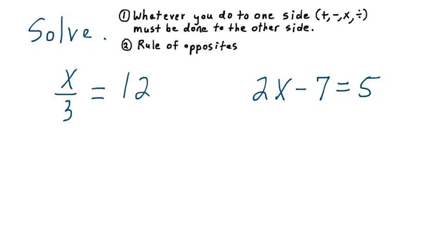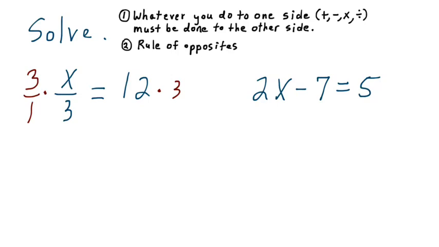is what I call the rule of opposites. So let's go ahead and use these two principles as we try to get x by itself. So if I want to get x by itself in the first equation here, I need to get rid of the 3. So the opposite of dividing by 3 is multiplying by 3. And so we're going to multiply each side by 3.